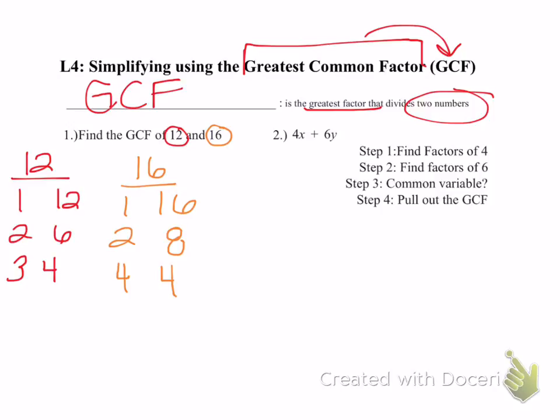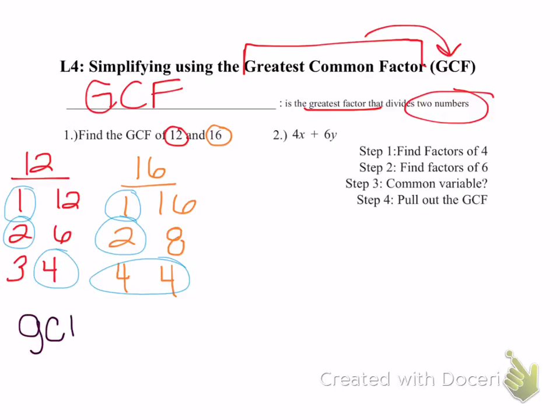Well, if we look here, we can see what each one has in common. We've got 1, they've got 2 in common, and they have 4 in common. So if I were to find the GCF for this problem, my greatest common factor, I would say, is 4, because 4 is what they have in common, and it's the largest number out of them all. So that's the concept that we're working with, but we're going to dive a little deeper into this.